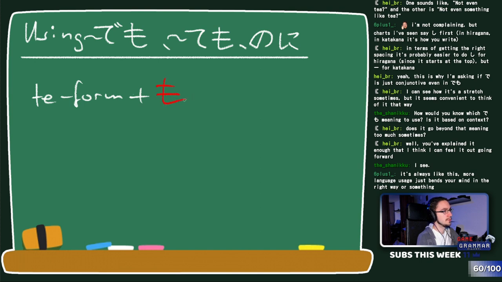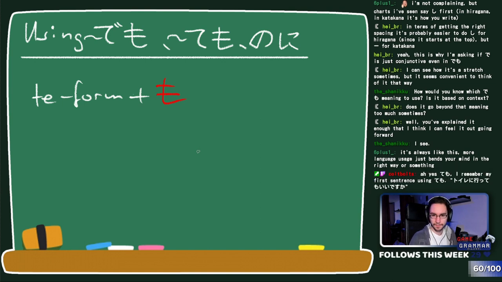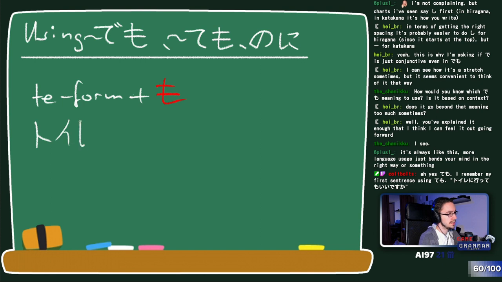The reason I introduce it together with demo is that it has almost the same kind of usage as demo. This is probably something you've learned, because I'll actually use that sentence. Toire ni ittemo. Right, it's just te form plus mo.